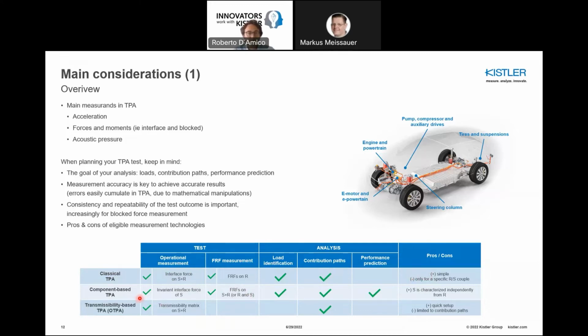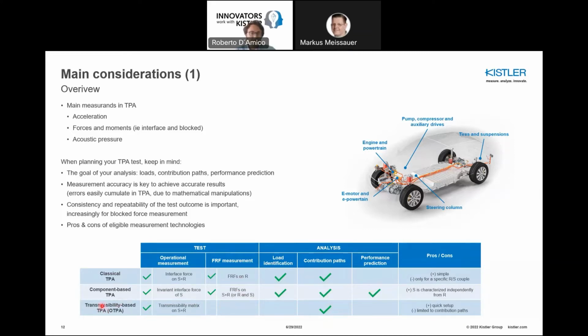The component-based TPA allows you to characterize the source independently from the receiver, which is a huge advantage. From an operational measurement perspective, you have to measure the interface forces invariant of the receiver, and the FRF measurements have to be performed as well. At this point, you're able to do not only load identification and contribution path analysis, you will also be able to do performance prediction with the information that you've got.